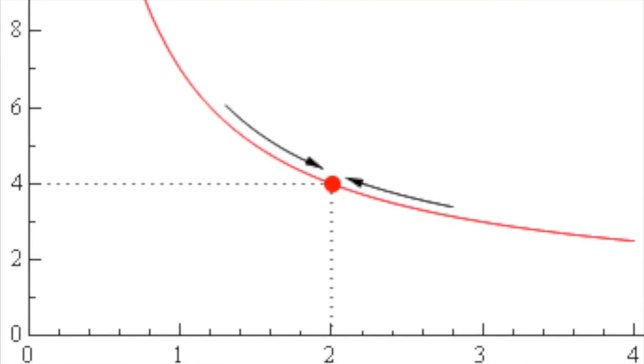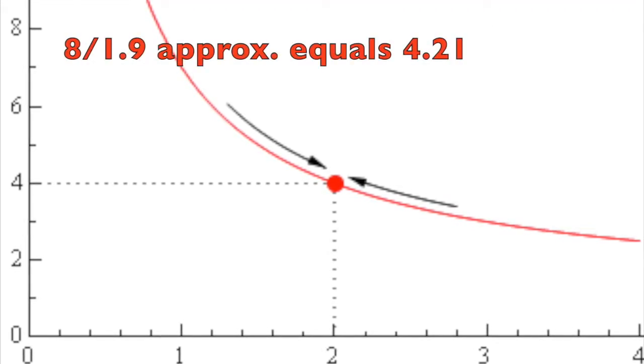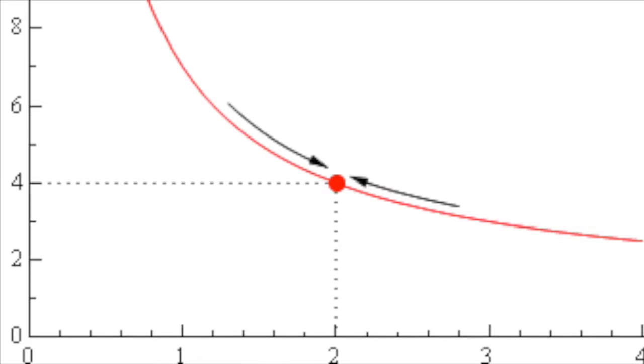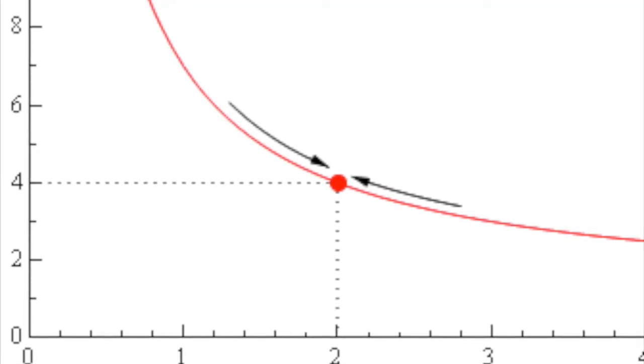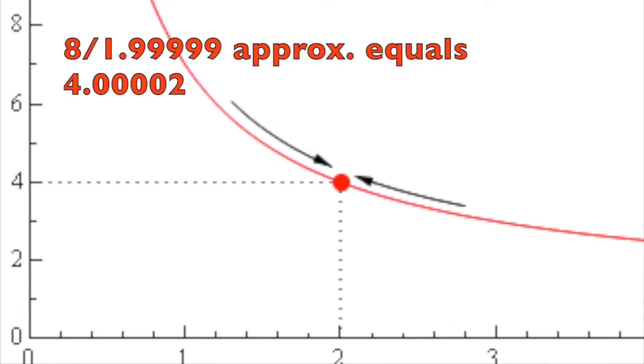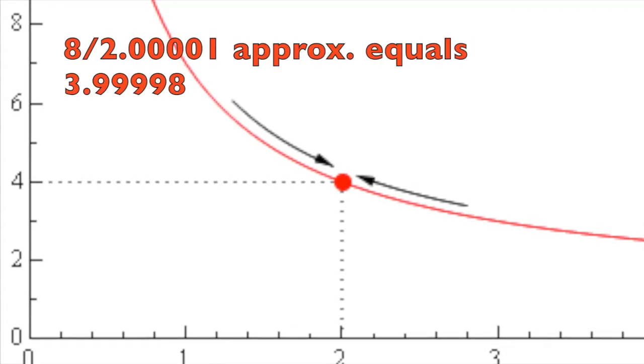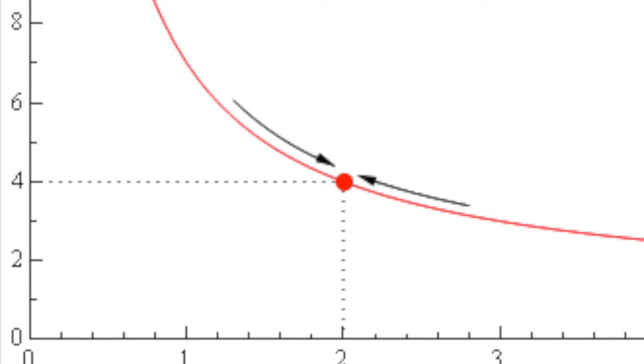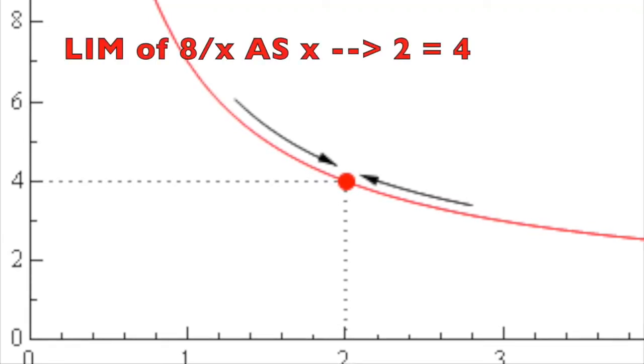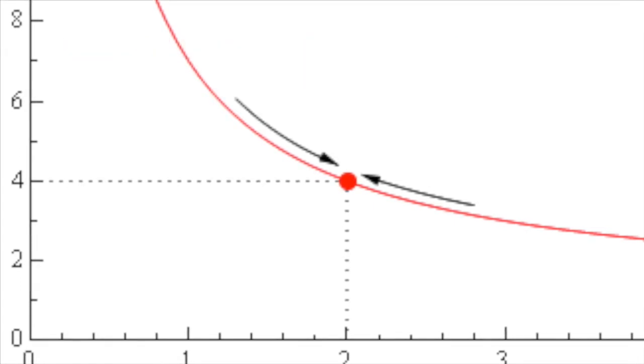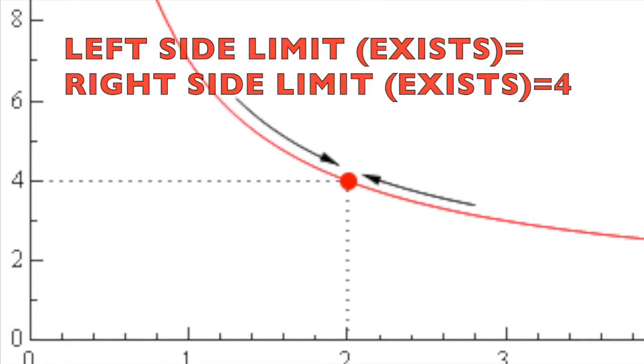So if you plug in 1.9, which is fairly close to 2, you would get 4.21. You can see as you get closer and closer to 2, taking in values from the left side of 2 and the right side of 2, such as 1.999 or 2.0001, you would get really close to 4. So we can conclude that the limit of 8 over x as x gets closer to 2 is 4. So the limit exists because the left side limit and the right side limit both equal 4.